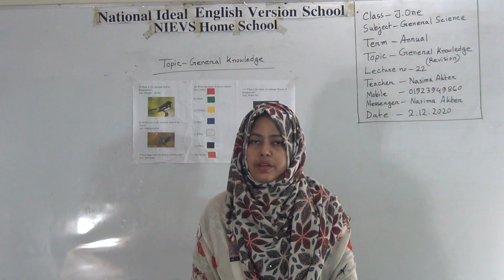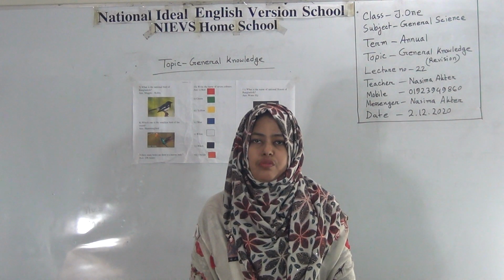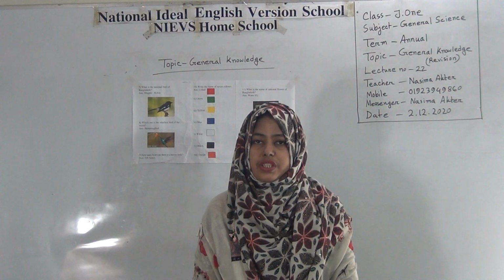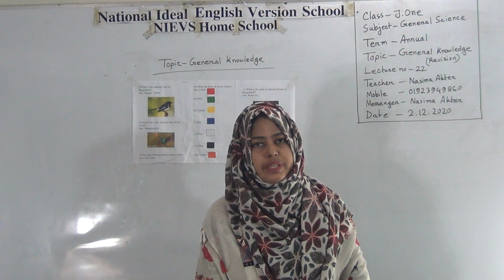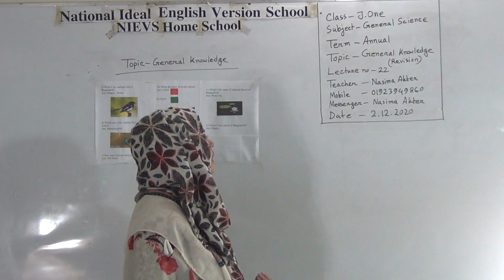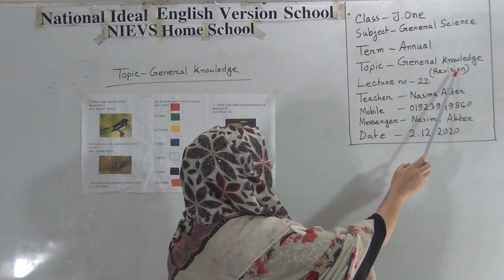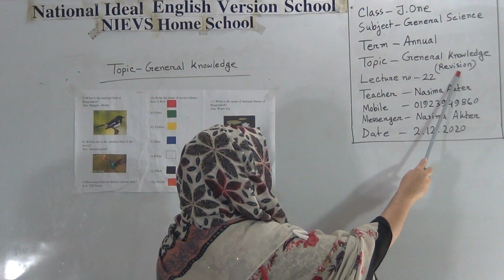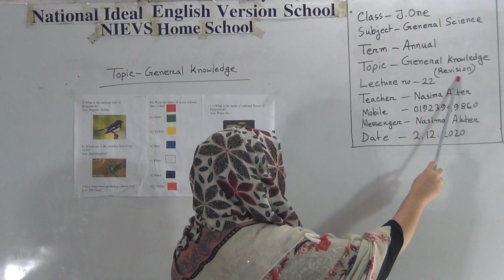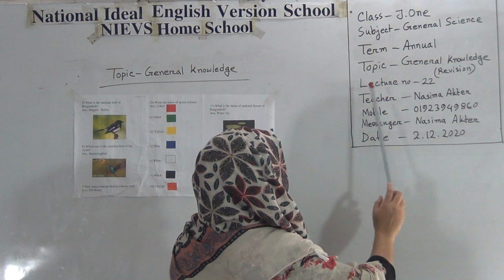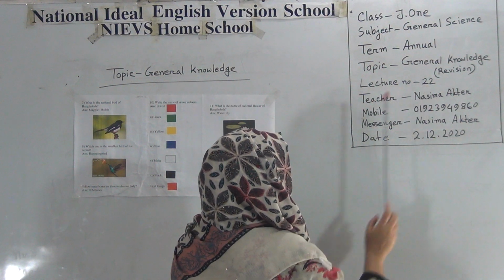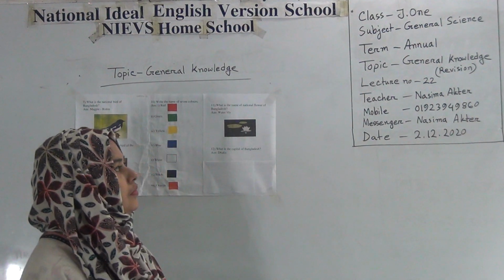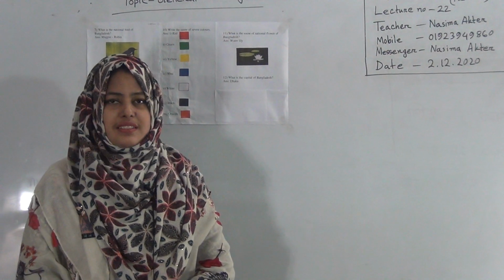Dear student, today I am going to take a general science class for class Junior 1 student. Our today's topic is general knowledge, and this is our revision class. In our previous class, we have revised some questions and answers, and this is lecture number 22. So dear student, let us start today's class.